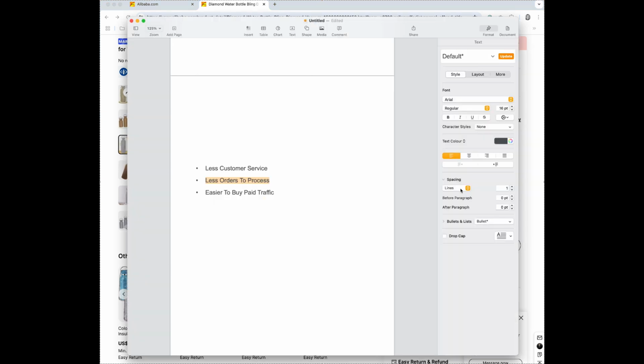And also with more expensive products, it's much easier to buy traffic because in this case you are targeting directly those who would be interested in buying something more expensive.